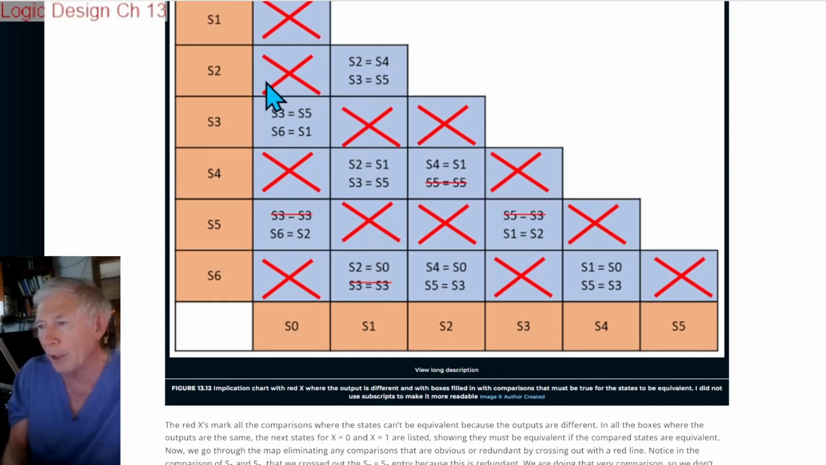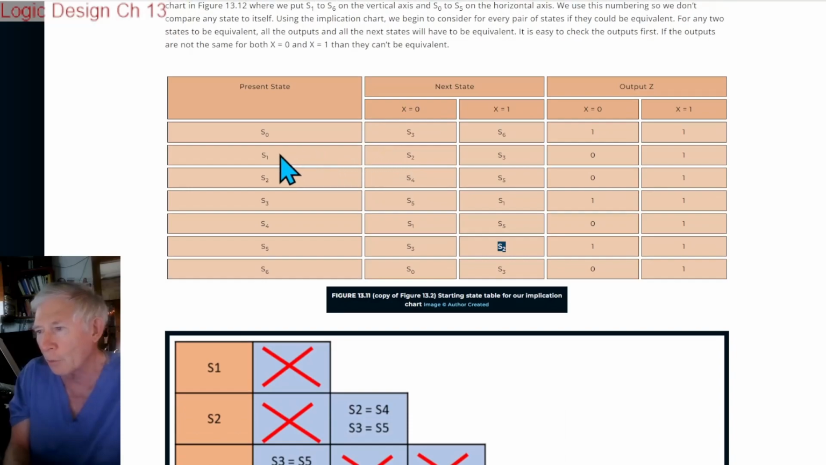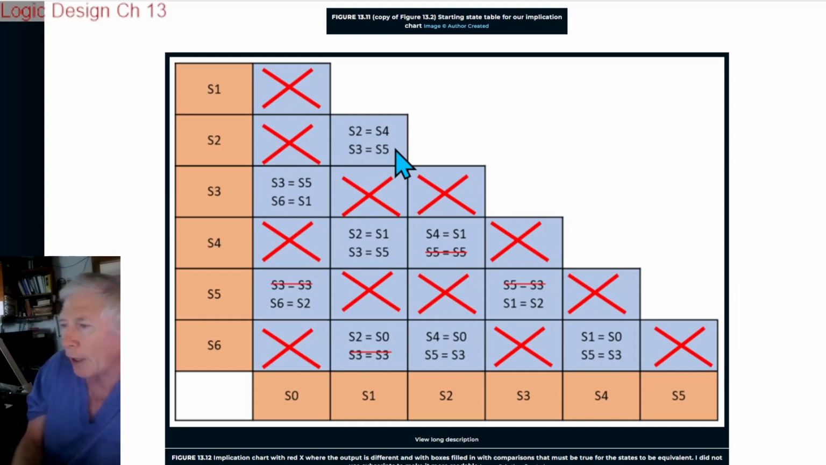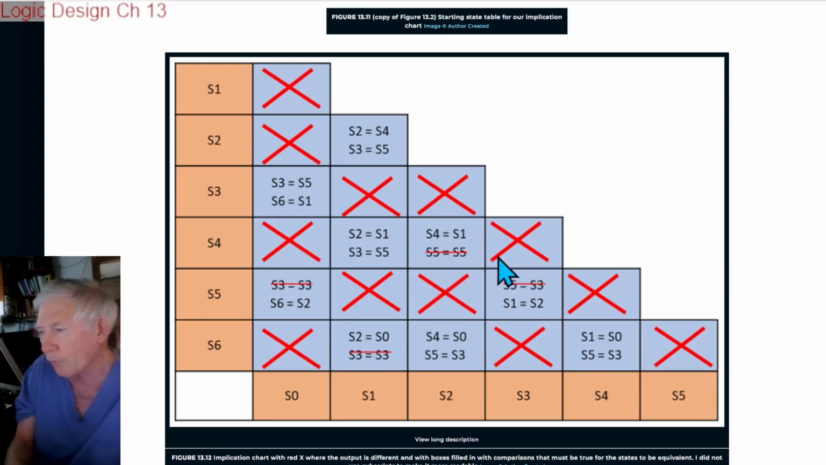How about S1? Well, we can compare it to S2, S3, S4, S5, and S6. And we know it can't be equal to S3 and S5 because we have different outputs. So then we write the conditions in. So S1 would be the same as S2 if 2 and 4 are the same and 3 and 5 are the same. Okay? So that's our condition. And then we do the same here and the same here. Here we have identical conditions, so we don't bother with them. And so forth. When we get all done, this is what we have.